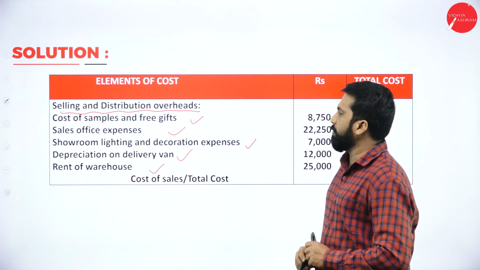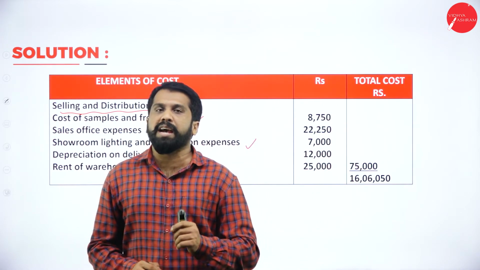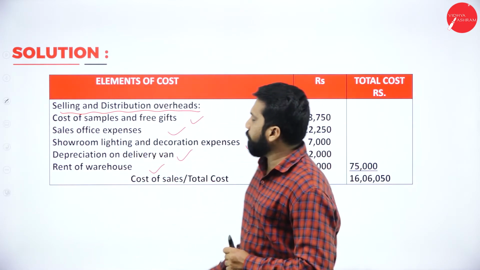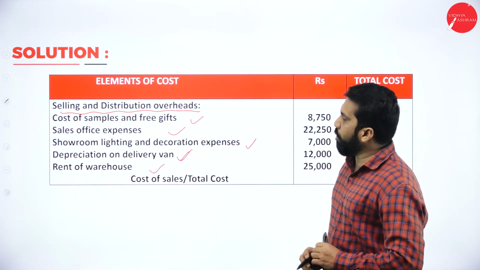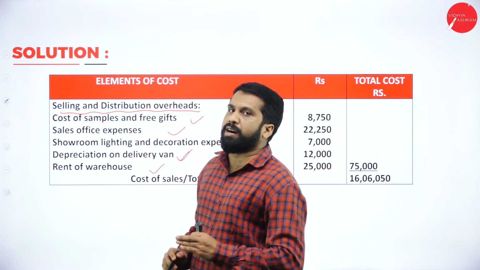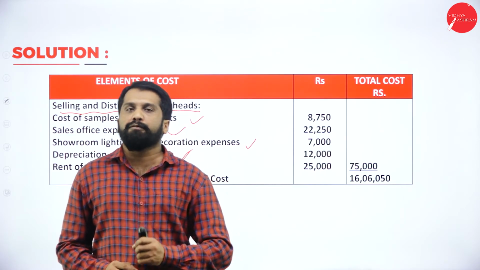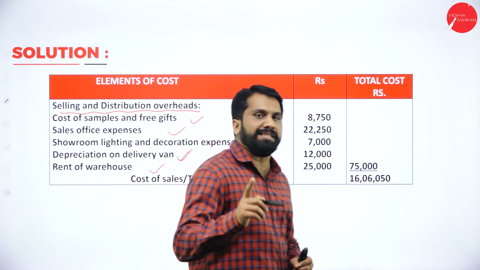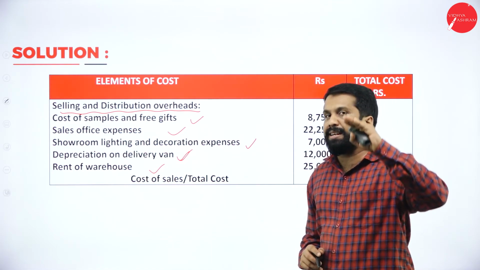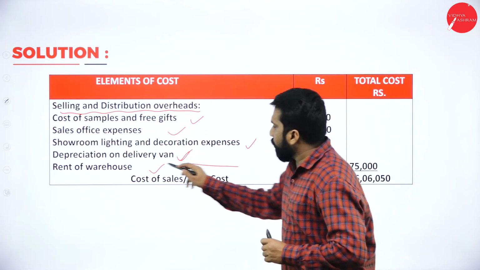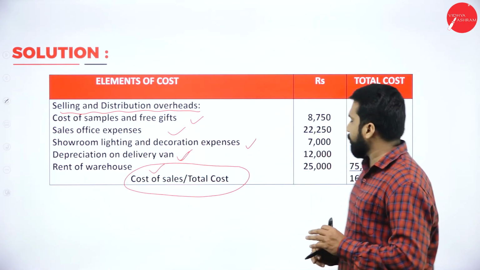Depreciation on delivery van, so if you are running a delivery van, on that every year you have to charge depreciation, that will be depreciation on delivery van. Next, rent of warehouse, so whatever unsold goods are there, you have to keep it in warehouse or godown. For that you have to pay rent, that is called your warehouse rent. Clear? Add everything, you will get cost of sales, or you can call it total cost.